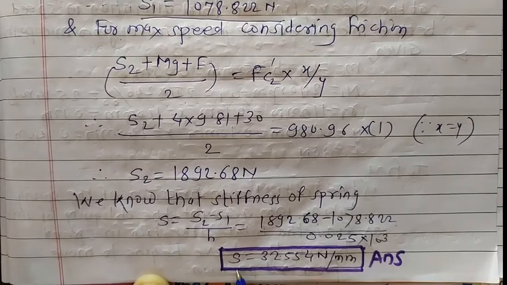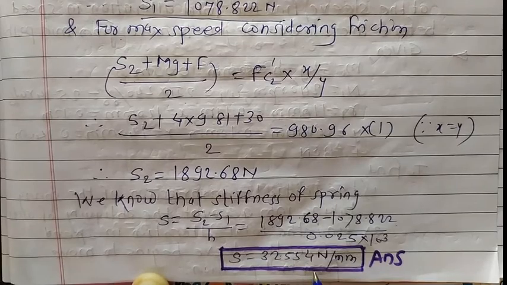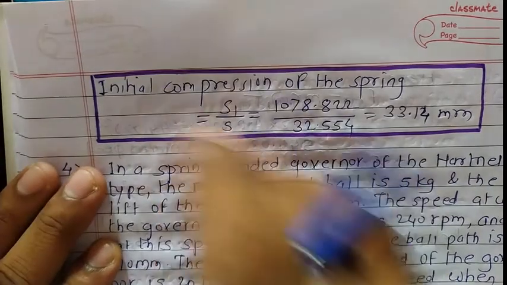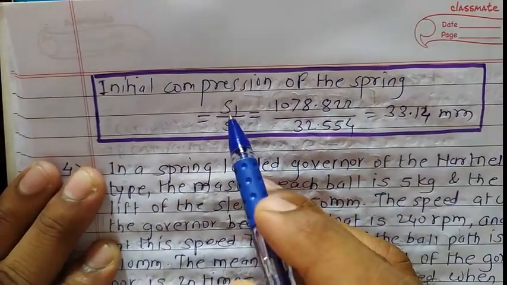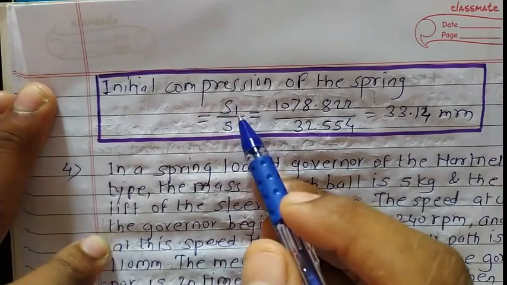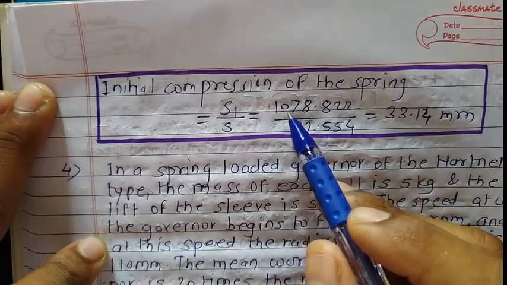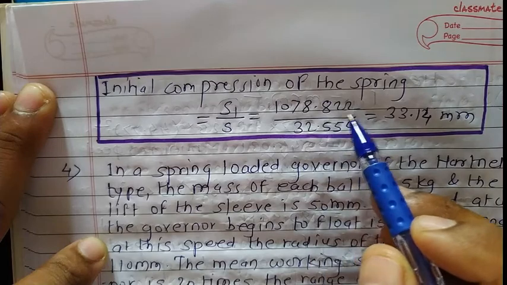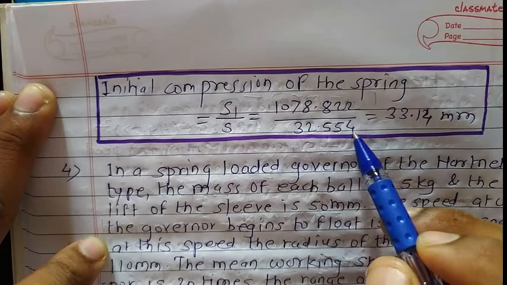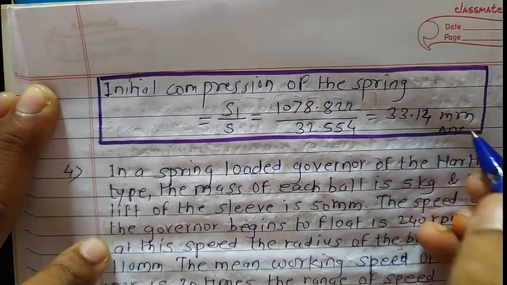So you can get the value for the spring stiffness, S equals 32.554 Newton per mm. The initial compression of the spring can be calculated as S1 divided by S. S1 indicates the spring force corresponding to minimum speed. So that is 1078.822 divided by the spring constant 32.554. After simplification, you get 32.14 mm.